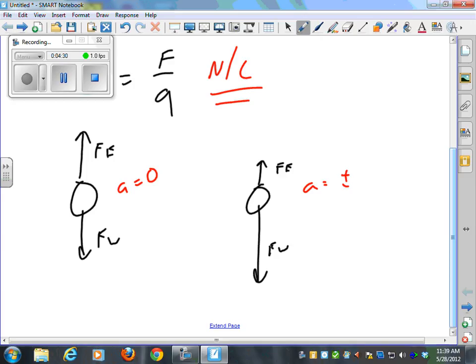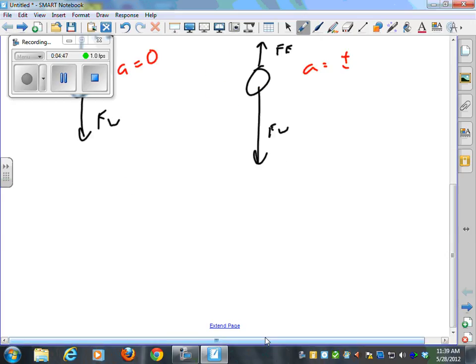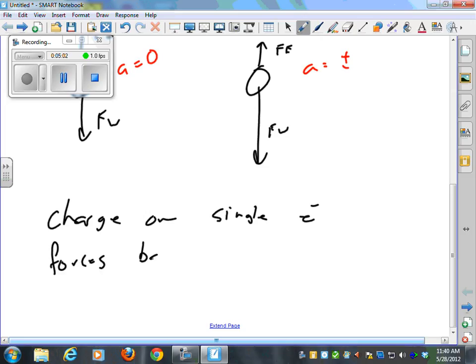So, what kind of questions might I ask about the Millikan experiment? You should know that he was trying to do what? What was his goal? Anybody know? Go ahead, Courtney. Find the charge on a single electron. You should know that. Charge on a single electron. You should know that he had the forces balanced, right? Sort of like this.